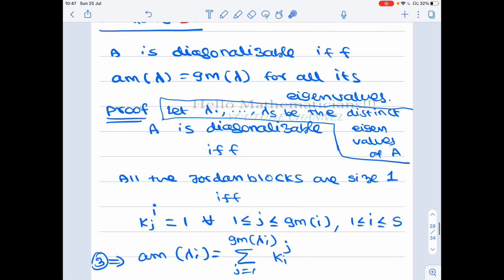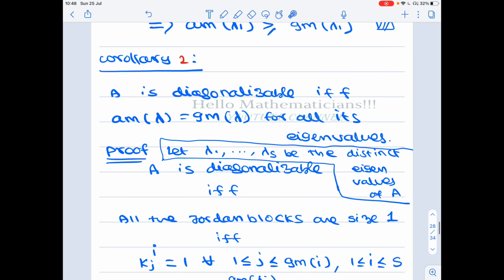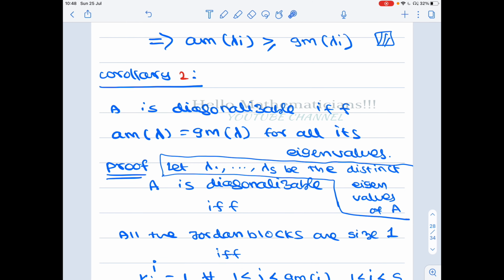So we assume that lambda 1 through lambda s are the distinct eigenvalues of A. Then A is diagonalizable. If A is diagonalizable, it means all the Jordan blocks should be of size 1. Otherwise, if there is a block of size 2, then you will have a 1 in the diagonal next to the main diagonal. But if it is a diagonalizable matrix, it should be similar to a diagonal matrix. Only in the diagonal should entries be present. Therefore, all the Jordan blocks should be of size 1.